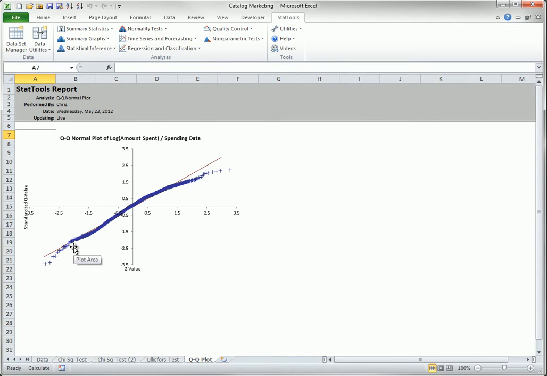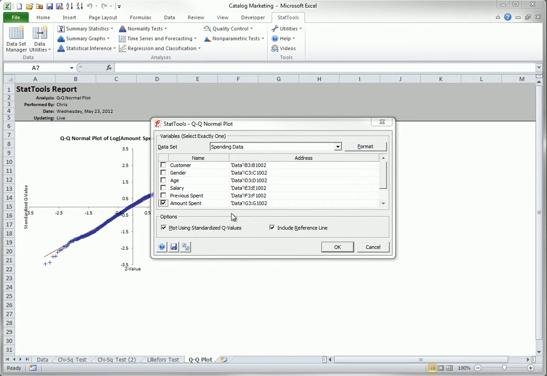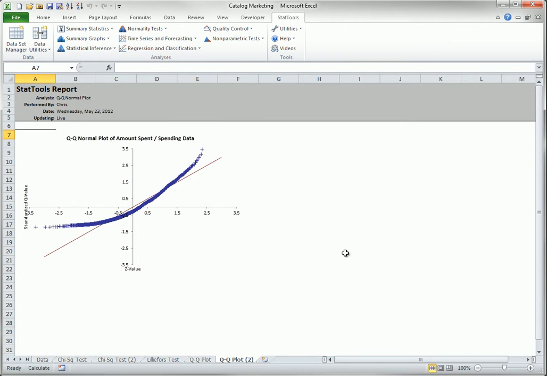In contrast, I will show the QQ plot of the original amount spent variable. Now you see fairly extreme departures from normality in both tails and even in the middle. This is a typical indication of a distribution that is skewed to the right.